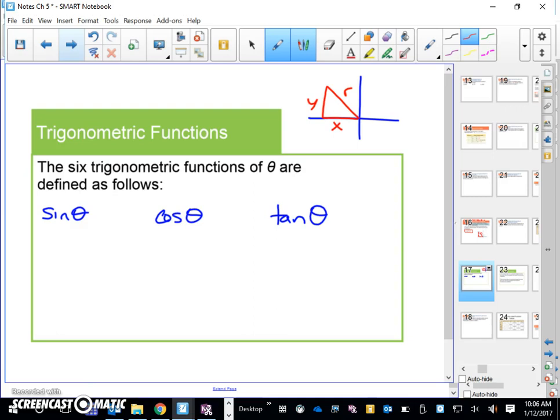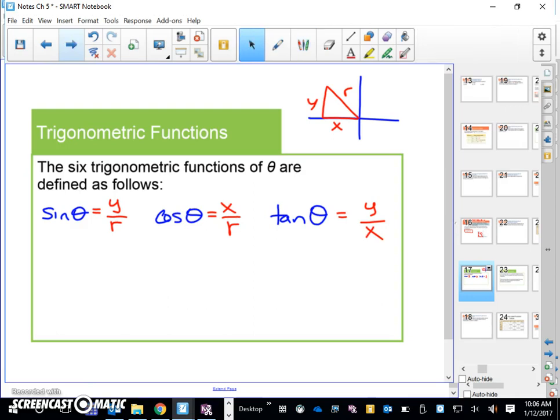I want you to remember sine goes with y. That's going to come back again and again. If you can remember sine goes with y, that's going to help out a lot. So the sine ratio is y over r. I want you to remember cosine goes with x. Cosine theta is x over r. It's the relationship of two of the sides of that triangle. So remember that sine goes with y, cosine goes with x. Tangent, the ratio is y over x.